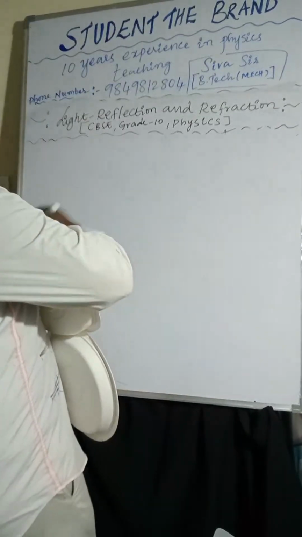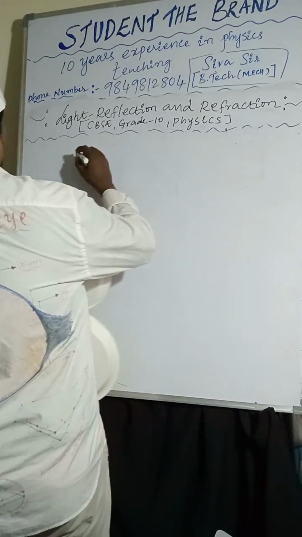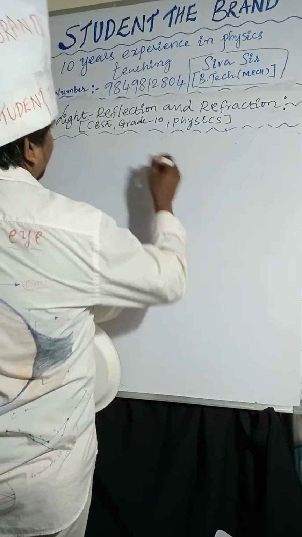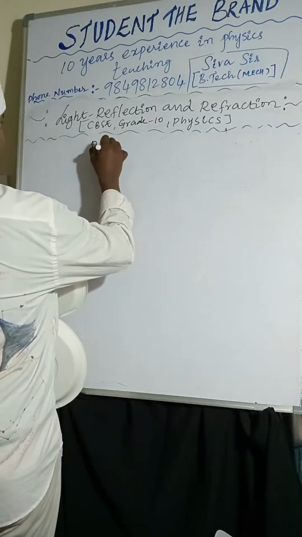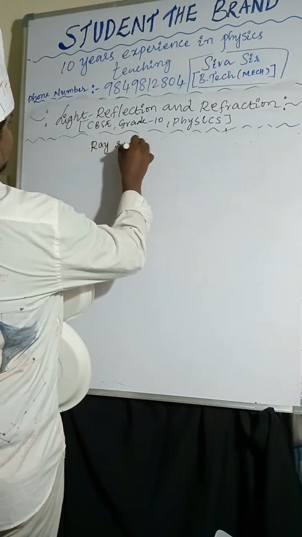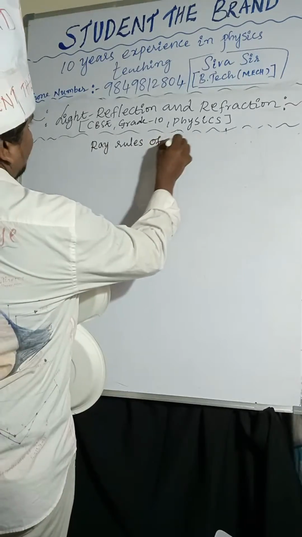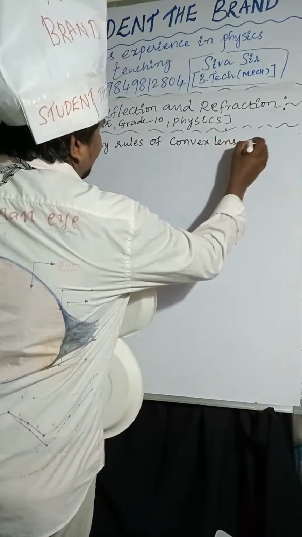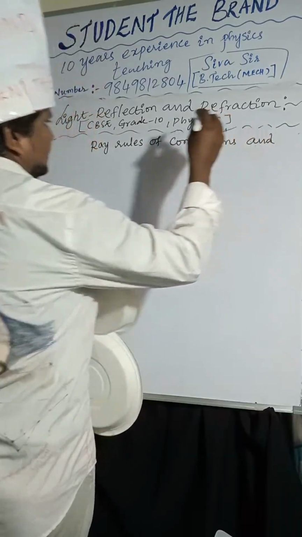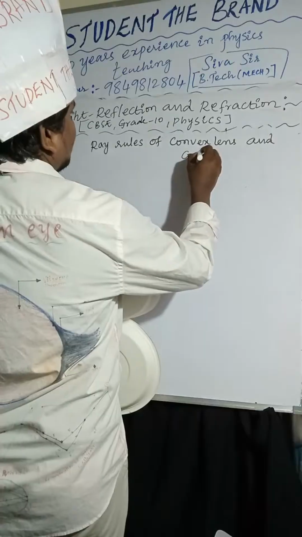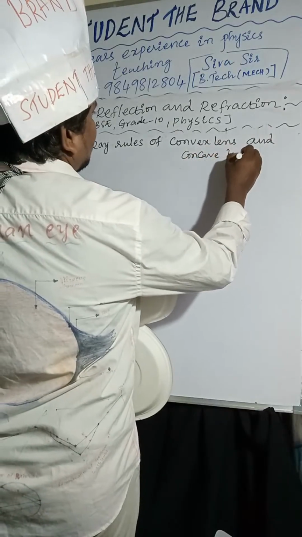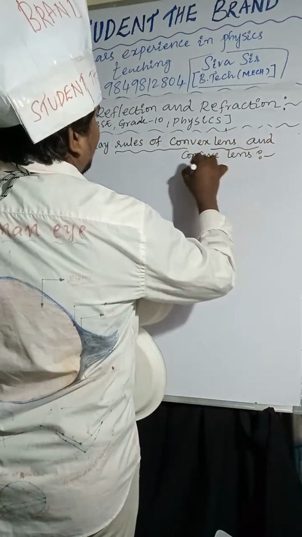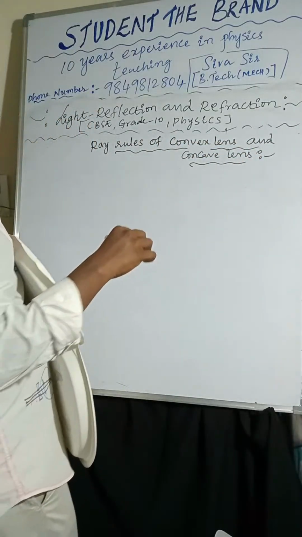So now I am taking the convex lens. Ray rules of convex lens and concave lens, we will draw both. The ray rules of convex lens and concave lens.